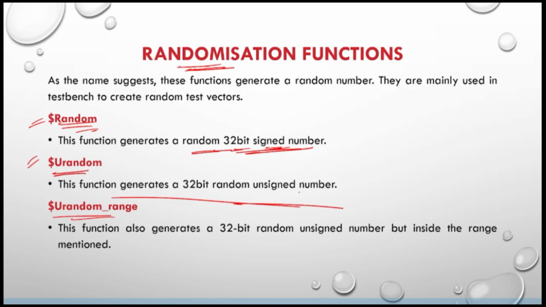And when you want to generate values between 1 and 100, that means you are giving the range. Then within these 1 to 100 values only, it will generate the random values.